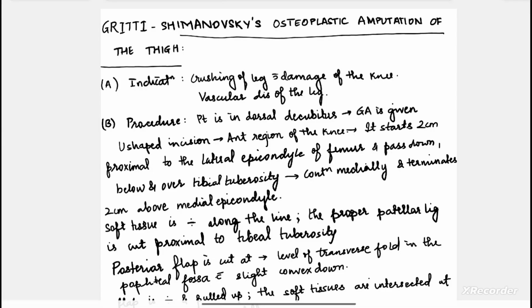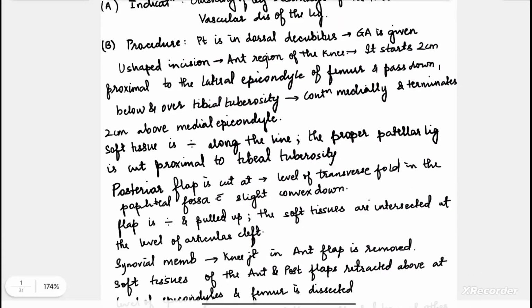Now next is Gritti-Szymanowski osteoplastic amputation of the thigh. The indication is crushing of the leg without damage of the knee, vascular disease of the leg. Procedure is: the patient is in dorsal decubitus.